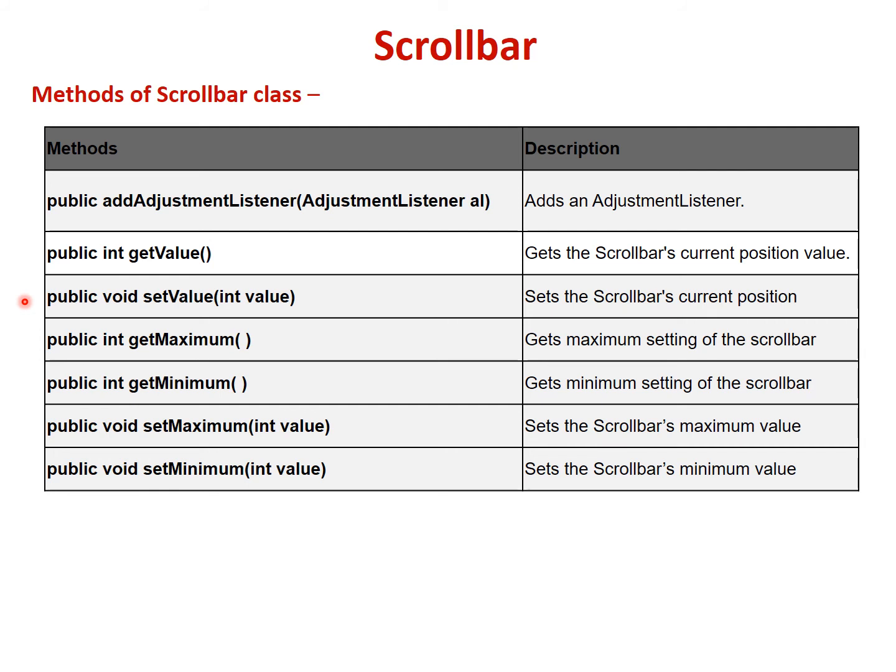After this, the next method is getMaximum, that is, gives the maximum setting of the scroll bar. Then the method getMinimum gives the minimum setting of the scroll bar. setMaximum method will set the scroll bar's maximum value, and the setMinimum method will set the scroll bar's minimum value.